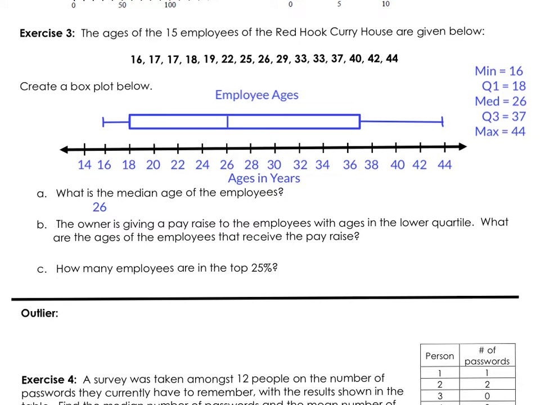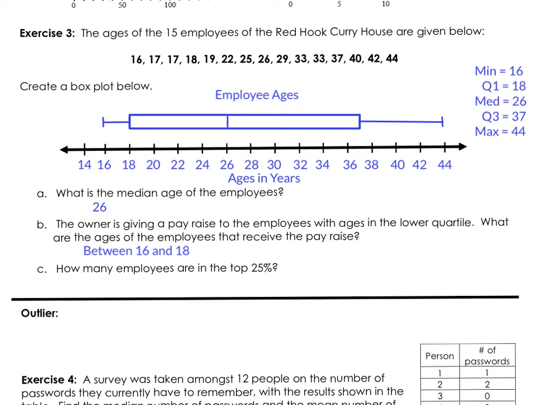The next one says, the owner is giving a pay raise to the employees with ages in the lower quartile. What are the ages of the employees that receive the pay raise? So if we look, where is the lower quartile? So the lowest 25%. So that's over here. So the age would be between 16 and 18. So between 16 and 18.